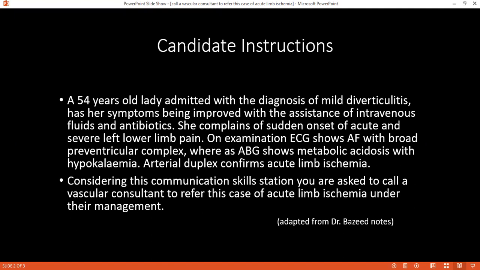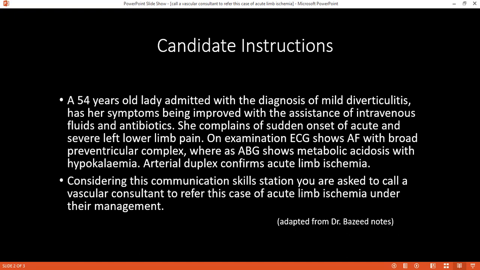And what do you think about her previous diagnosis of diverticulitis? Do you want to change anything? Yes. You think it could be the mesenteric ischemia? There are quite a few things possible, but since she is having atrial fibrillation and acute ischemia of the left lower limb, the number one differential diagnosis at this time would be mesenteric ischemia. Some other things like acute pancreatitis or infective colitis are also a possibility.